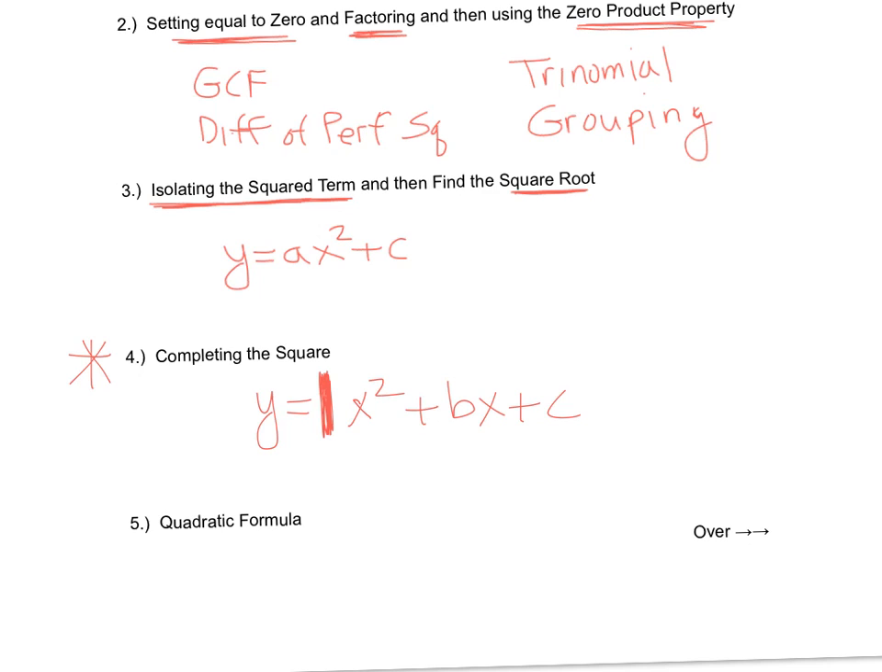Now, when you're completing the square, what you're actually doing here is making a trinomial square. All right, so let's try like 3 examples on the back.